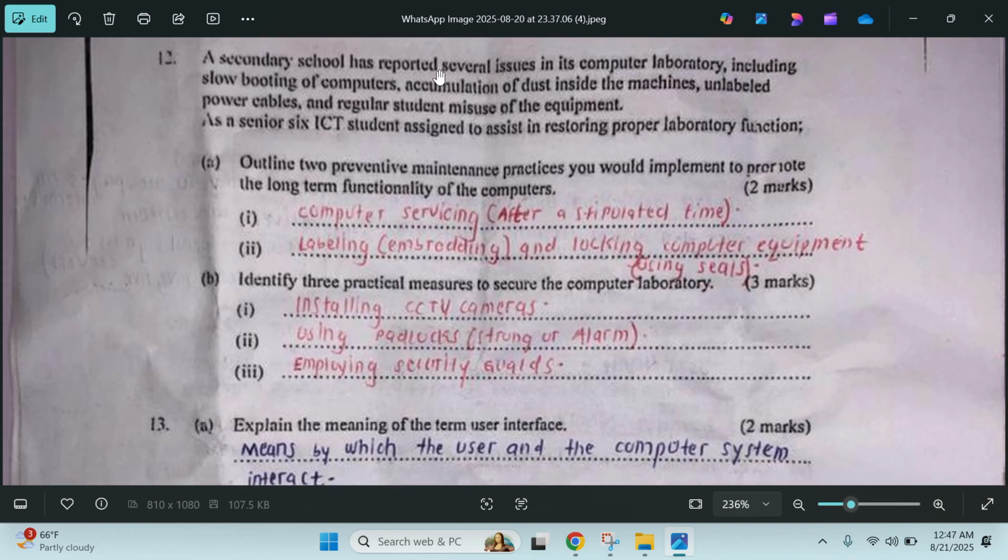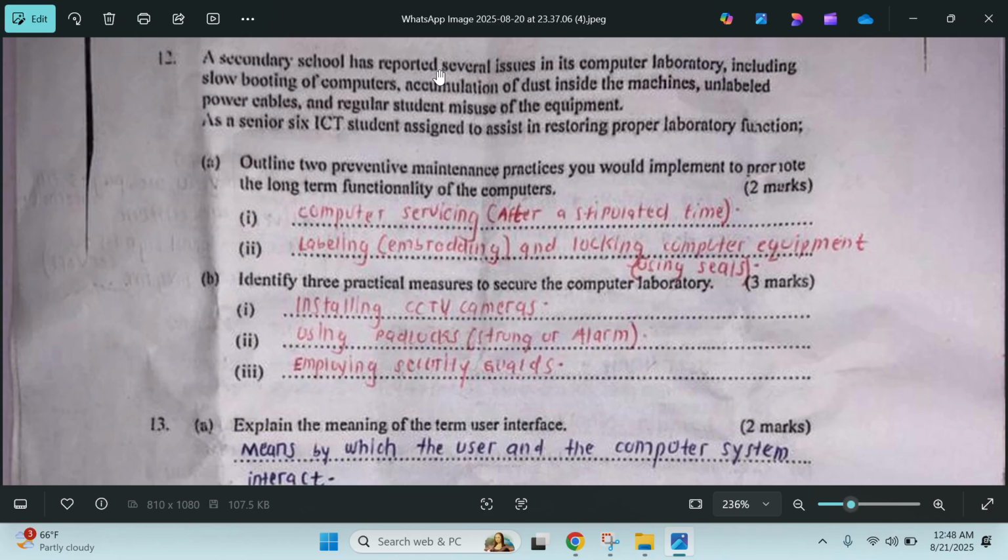12. A secondary school has reported several issues in its computer laboratory, including slow booting of computers, accumulation of dust inside the machines, unlabeled power cables, and regular students misusing equipment. As a senior 6 ICT student assigned to assist in restoring proper laboratory function, Part A: outline two preventive maintenance practices you would implement to promote the long-term functionality of computers.